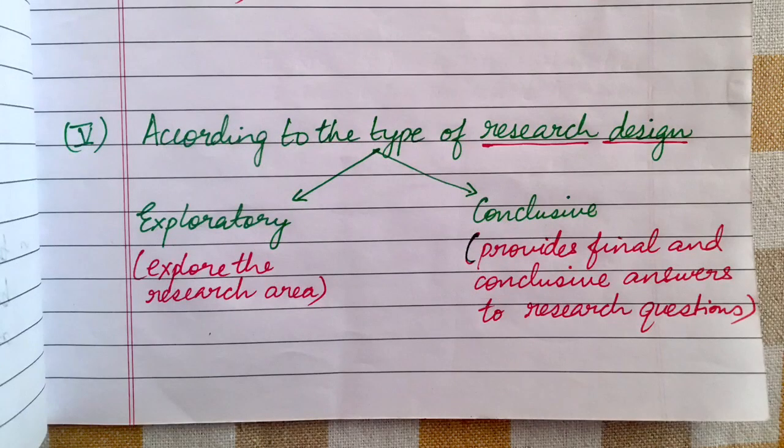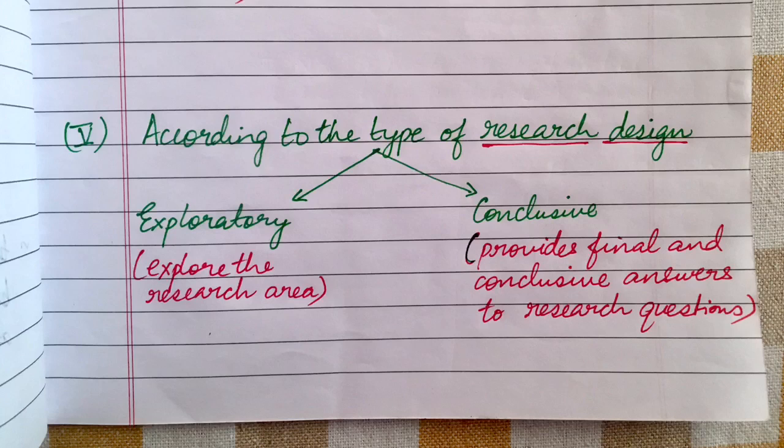On the basis of research design, the type of research method can be divided into two groups: exploratory and conclusive. Exploratory studies only aim to explore the research area, and do not attempt to provide any final or conclusive answers to the research questions, because the aim is to just explore and observe and see what this research topic is all about.